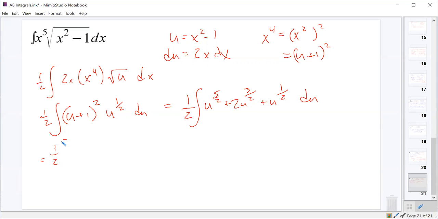Okay, so now we've still got the 1/2. We'll integrate each of those three terms. And after we integrate those three terms, we'll turn it back into terms of x and be done with it. So u to the 5/2 becomes 2/7 u to the 7/2. And then this will go up to 5/2. And then we'll multiply by 2/5. So that'll become 4/5 u to the 5/2. And then the last one will become plus 2/3 u to the 3/2 plus our constant. Everybody good with that or no?